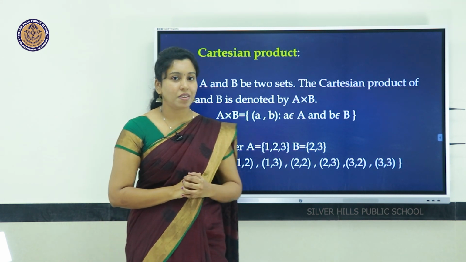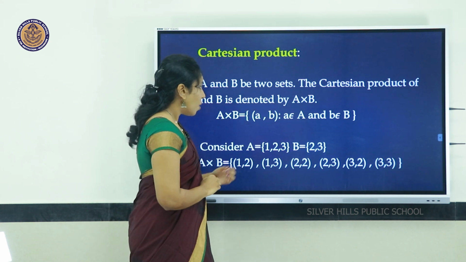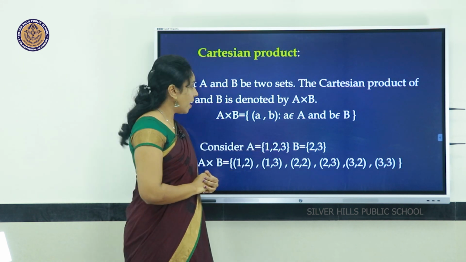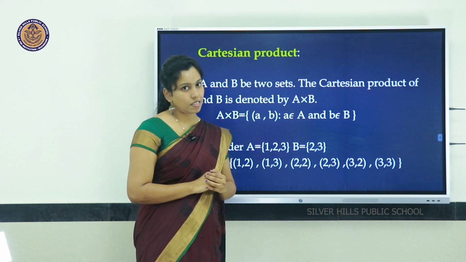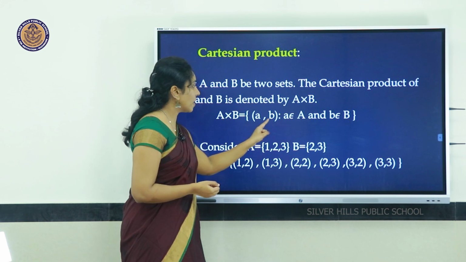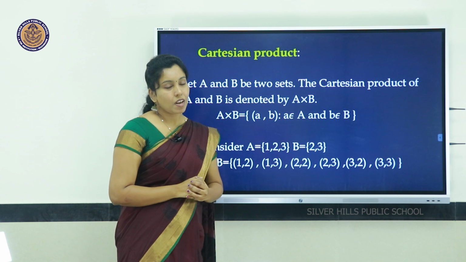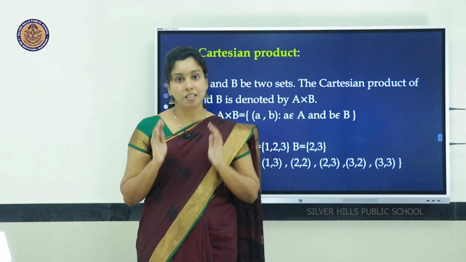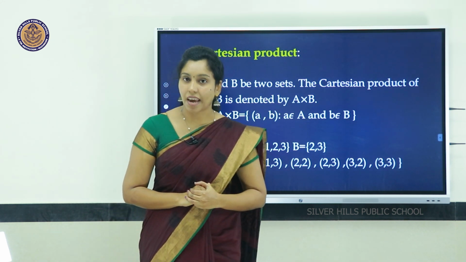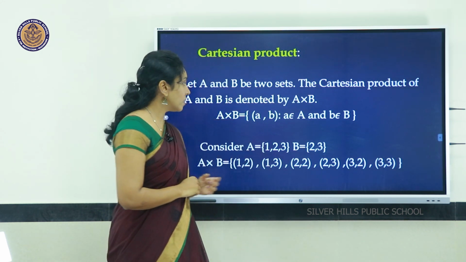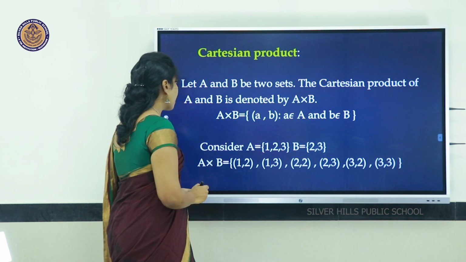And what is A cross B? The set of all ordered pairs (a, b) such that, where does this a come from? a, that means the first member in the ordered pair comes from the first set A, and b, that is the second member in the ordered pair comes from the second set B. So the collection of all these pairs together forms the Cartesian product of A and B. And how do we denote that? A cross B.